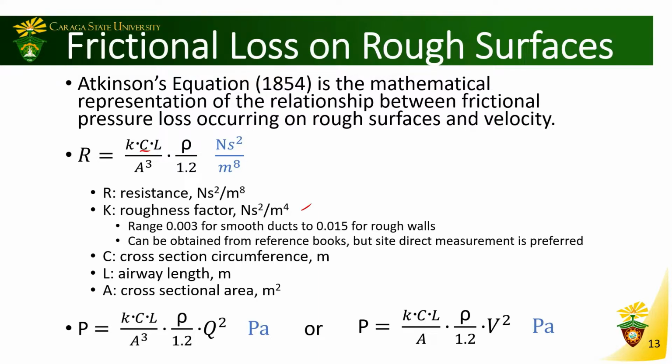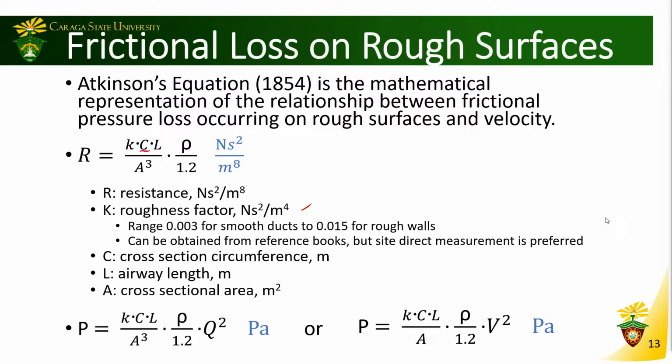We could also express it in terms of pressure loss. P is equal to KCL over A cubed times rho over 1.2 times Q squared in terms of pascals, or P is equal to KCL over A times rho over 1.2 V squared, also expressed in terms of pascals.